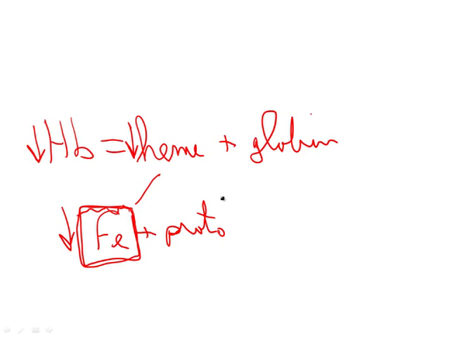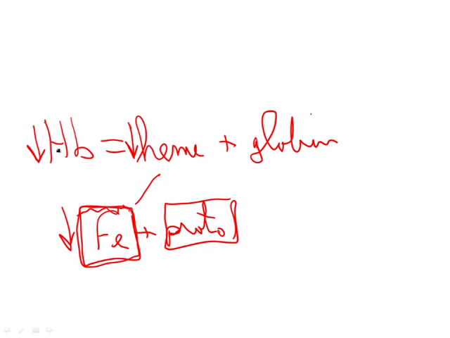The third cause is any circumstance that would decrease the production of protoporphyrin. And so the disease in which, or the anemia in which there is a decreased production of protoporphyrin is called sideroblastic anemia. And so in sideroblastic anemia, there's low protoporphyrin, which results in low heme.